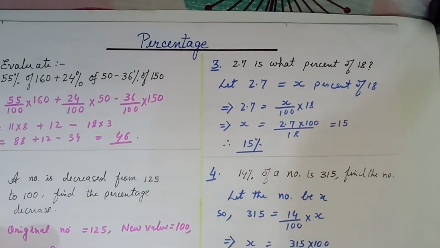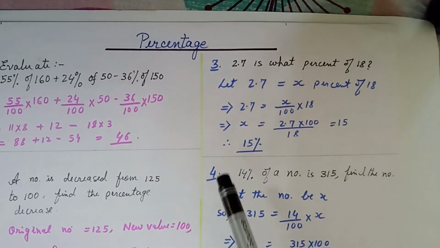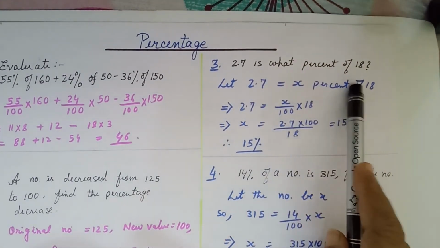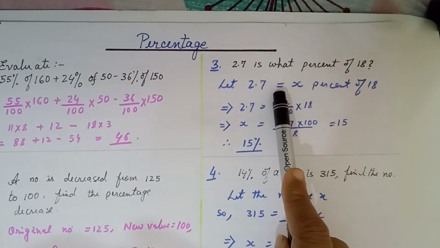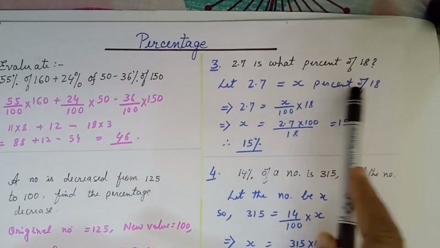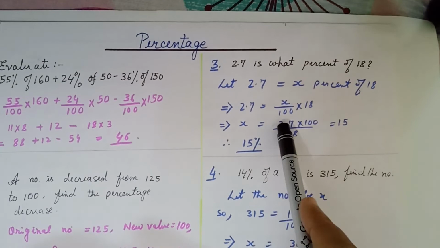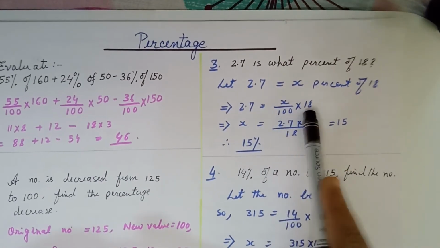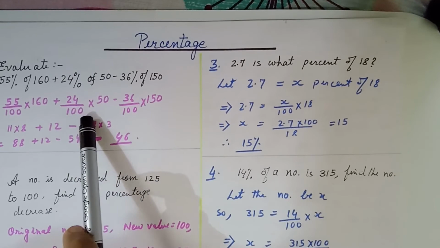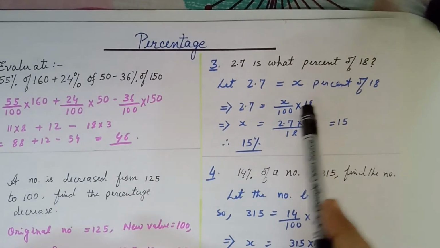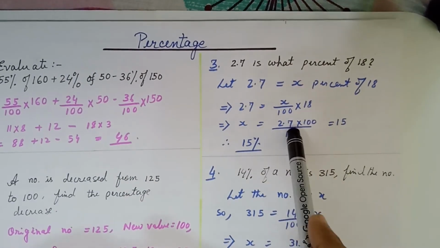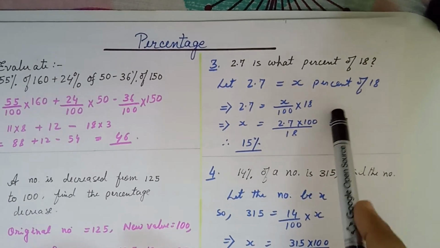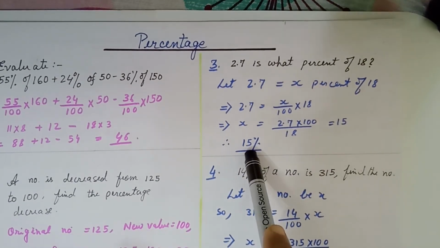Question number 3. 2.7 is what percent of 18? Let 2.7 be equal to x percent of 18. Now we substitute it, 2.7 equal to x by 100 into 18, as we did in the first question. X percent of 18 we have written, cross multiplied, cancelled and the answer is 15. Since it is what percent, so it is 15%.